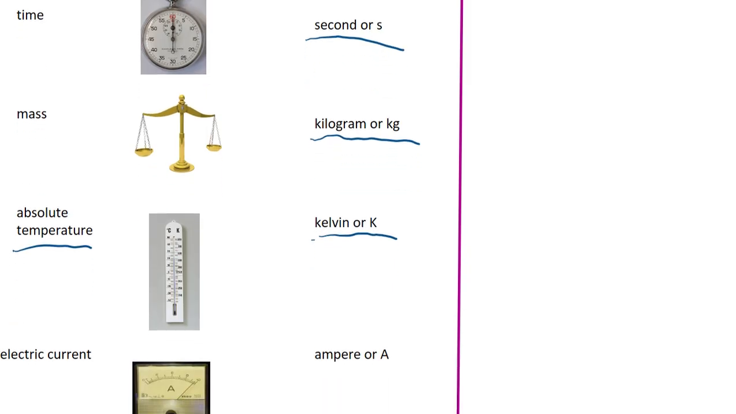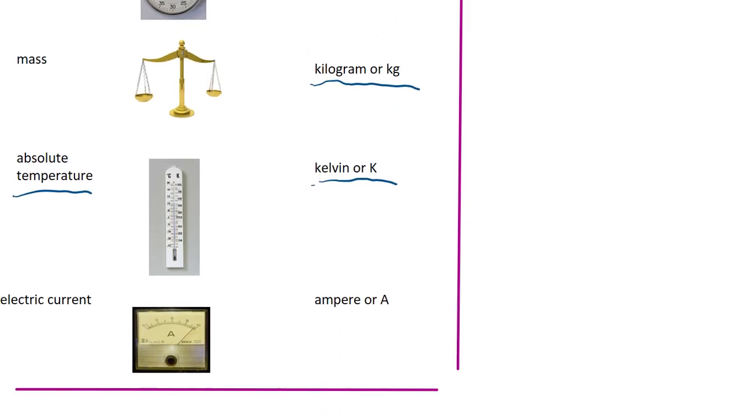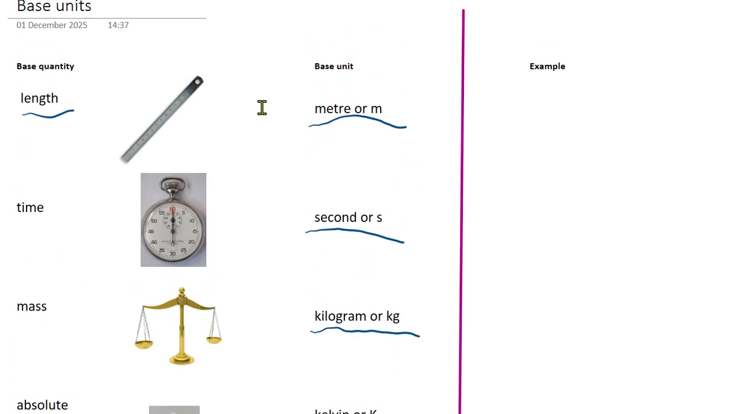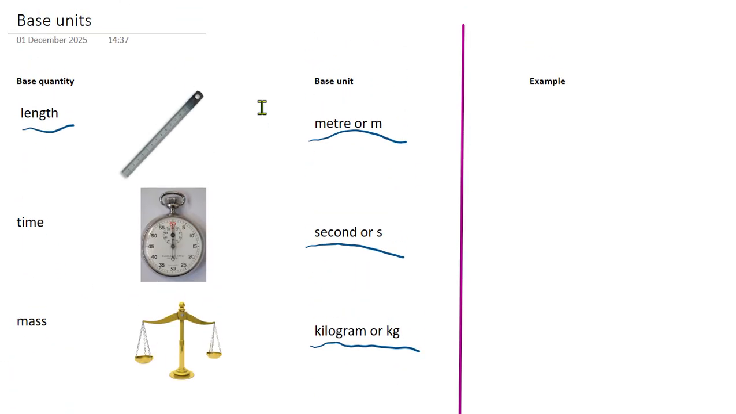And finally, we will include electric current, which has the base unit ampere, often spoken as amps, and has the uppercase A as its symbol. So these base units are used to define all other units.